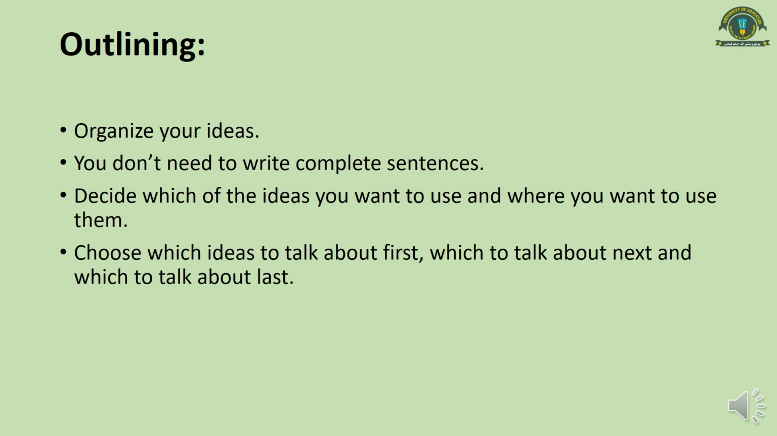Choose which ideas to talk about first, which to talk about next, and which to talk about in the end. So you need to give them a number. You can allocate them a number, or give them a proper sign that you remember. In this way, you'll be able to know what you can write and how, in a sequence, you can exhibit your ideas about the topic you're writing.